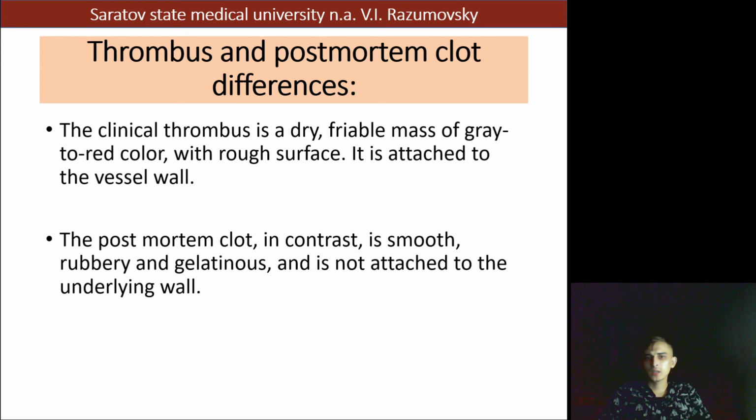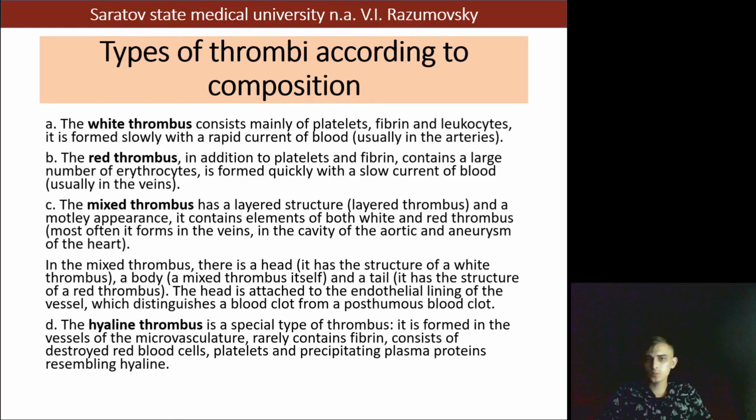Types of thrombi according to composition. You should know 4 types of thrombus: white thrombi, red thrombi, mixed ones, and hyaline. What is the most important difference between them? What they consist of. White thrombi consist mainly of platelets, fibrin, and leukocytes. Red thrombi mostly consist of erythrocytes, platelets, and fibrin.